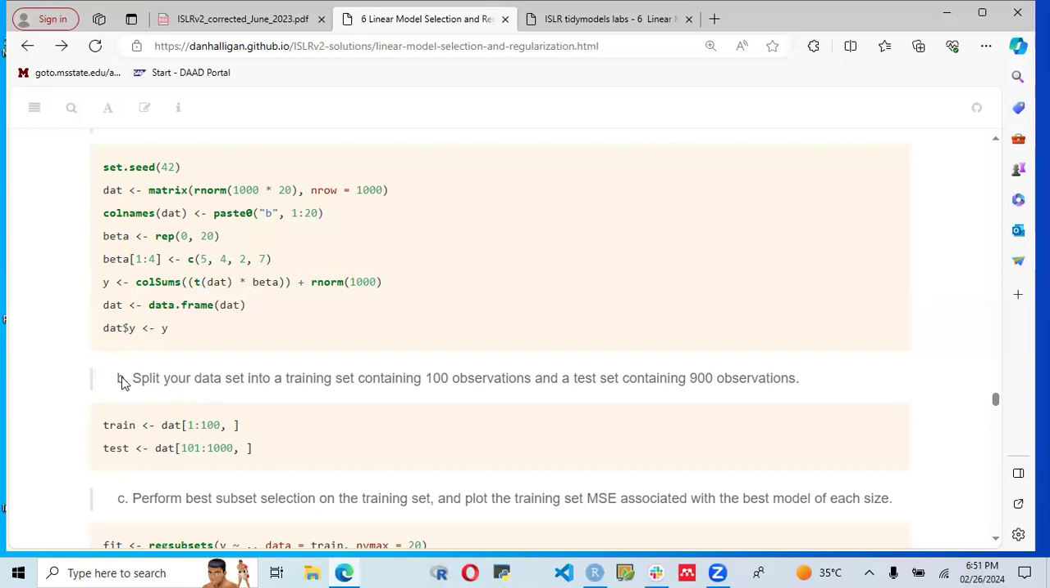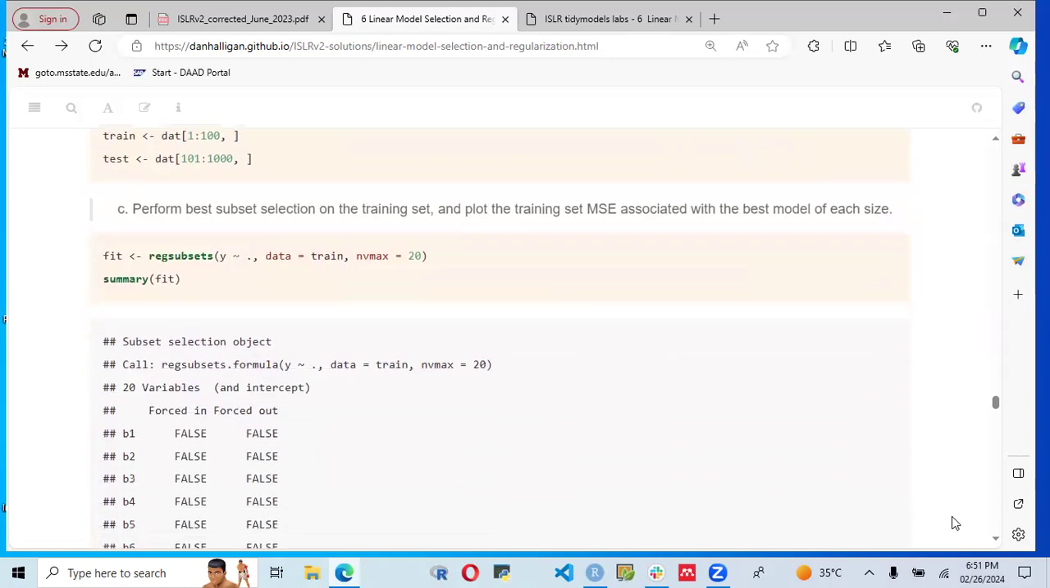So question two now. They say we should split our data set into a training set containing 100 observations and a test set containing 900 observations. So we create a training set using this formula, then we also create a test set using this approach. We now perform best subset selection on the training set and plot the training set mean square error associated with the best model of each size.